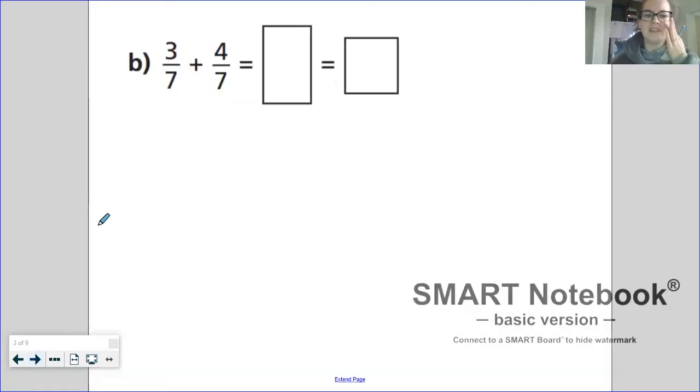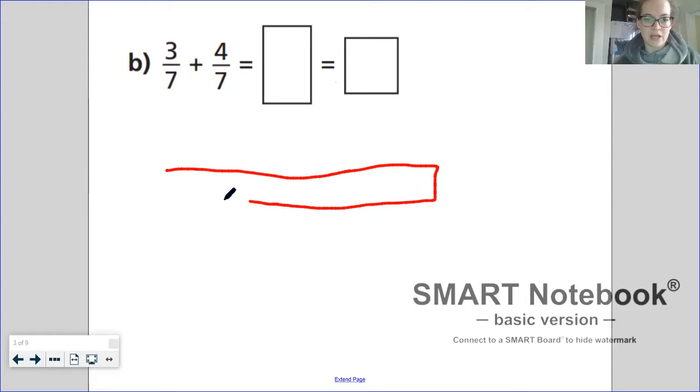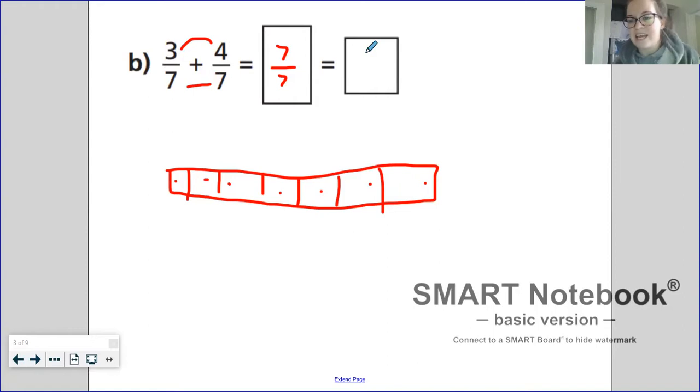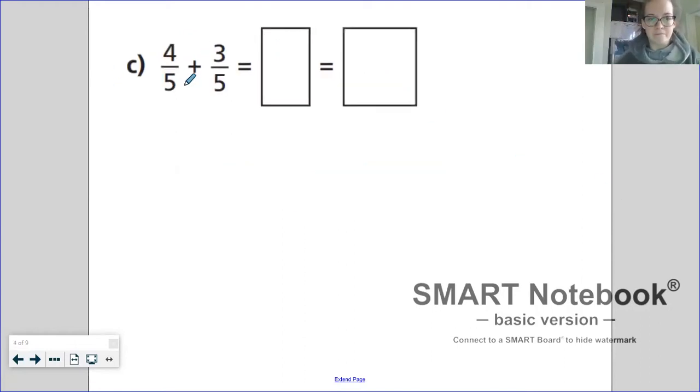Right, so let's have a look at this one. 3 sevenths add 4 sevenths. Okay, so I could draw my boxes if I wanted to. This is very rough, guys. So I could do 1, 2, 3 sevenths, add 1, 2, 3, 4 sevenths, and I can see that it gives me the total of 7 sevenths. I could have done that without mine though, because I could have just added these two together and known that they stay the same. 7 sevenths. Oh, what is 7 sevenths the same as? Remember your learning from Monday. 7 sevenths is the same as 1 whole. Well done.